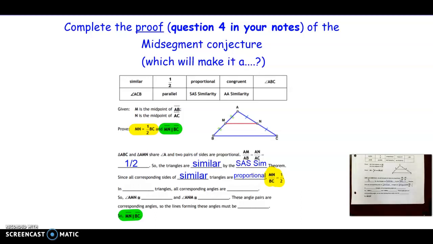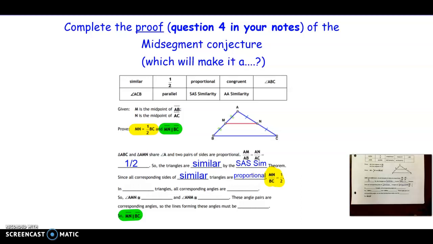Okay, we're going to finish up the proof of the midsegment theorem. We have already proven that the midsegment is half the length of the third side, and now we need to prove that it is parallel to it as well. So remember, we're talking about, in these first two sentences, the fact that these two triangles are similar by the SAS similarity theorem. Well, we know two things to be true about similar triangles.